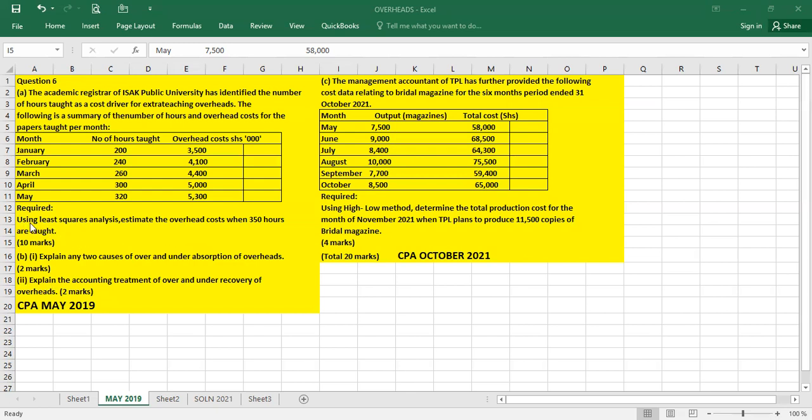And the required is saying, using least squares analysis, estimate the overhead costs when 350 hours are taught. They're saying it is 10 marks. And you have here: explain any two causes of over and under absorption of overheads, 2 marks. Accounting treatment, it's also 2 marks, for over and under recovery of overhead.